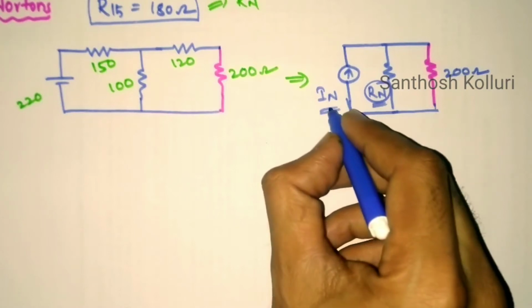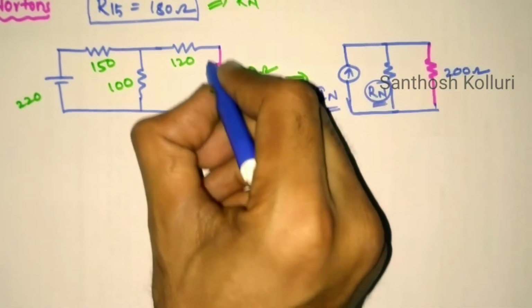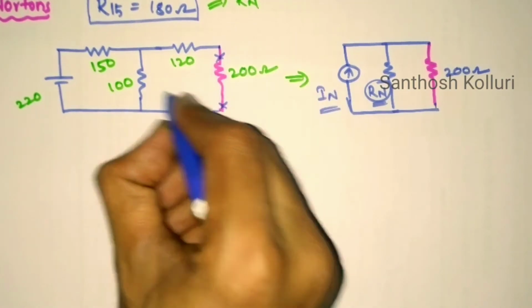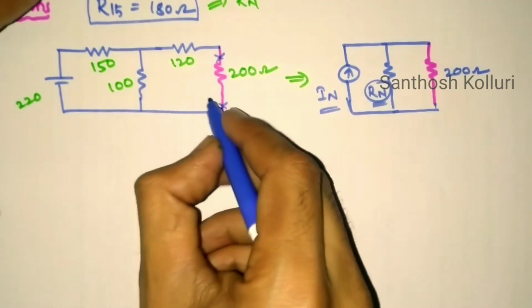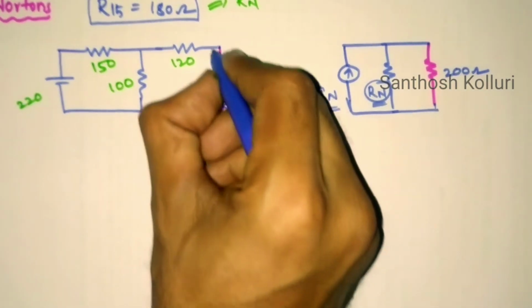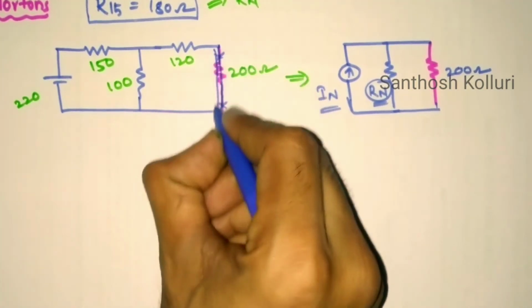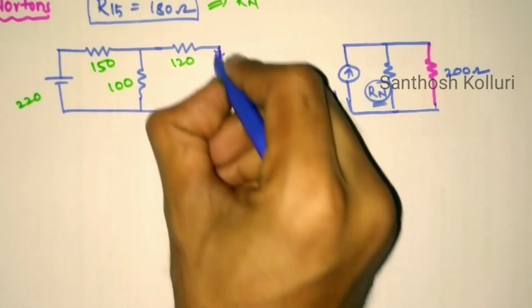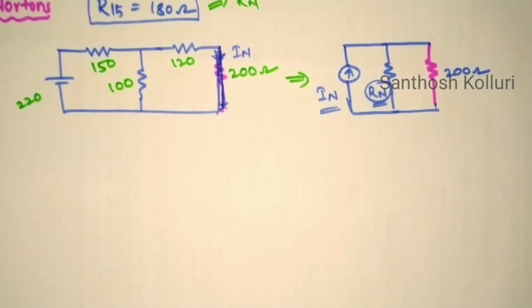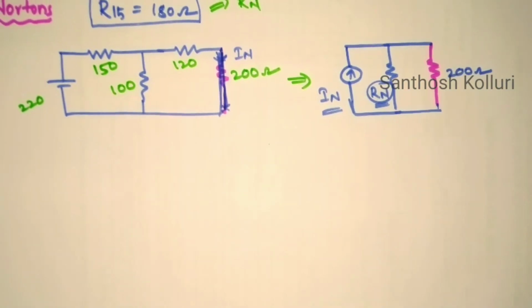Now I need to calculate the Norton's current. In Thevenin's theorem we opened the circuit and calculated the open circuit voltage across the load terminals A and B. But in the case of Norton's theorem, we need to short the circuit. Then we calculate the current flowing through this short circuit branch. That is my Norton's current.